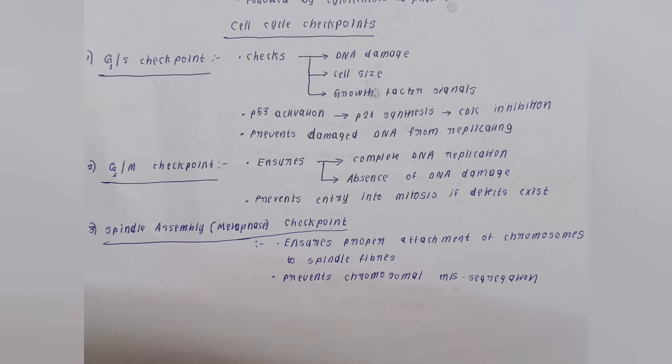So there are two major checkpoints. One is the G1S checkpoint, which happens between G1 phase and S phase, and one more is the G2M checkpoint, which happens between G2 and M phase. If you ask me which of these two is more prominent, it is G1S, because here the division is happening before DNA replication only.